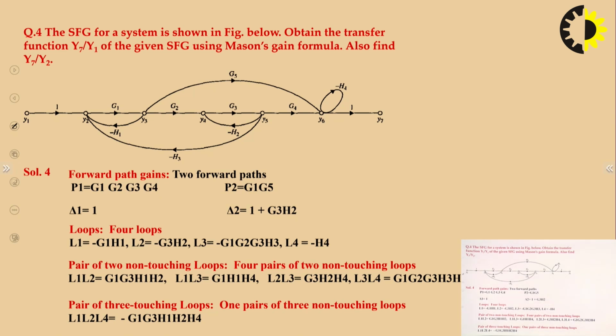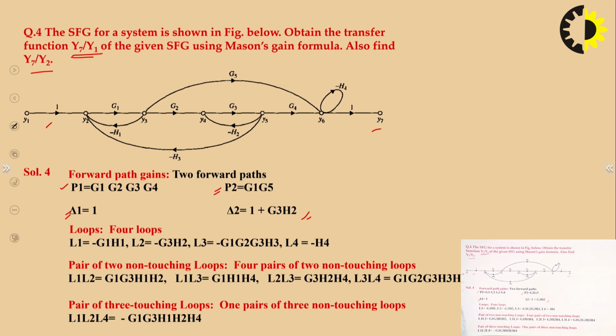This is another question. Here we have to find y7 by y1 of the given signal flow graph using Mason's gain formula, and also find y7 by y2. So y7 by y1 is simple because this is the output node and this is the input node. There are 2 forward paths, G1 G2 G3 G4, and another one is G1 G5, and delta 1 is 1 because all the loops are touching forward path 1. But for forward path 2, G3H2 is a loop, and this loop is not touching forward path 2. So delta 2 is 1 plus G3H2.